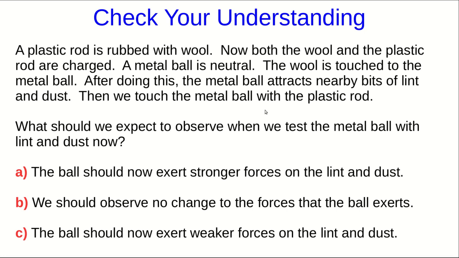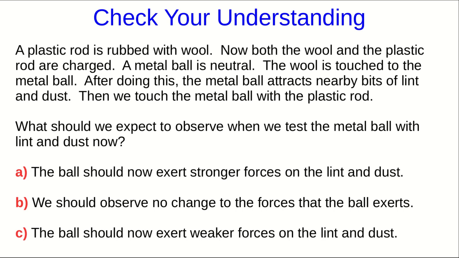Here's the question that I asked at the end of the last piece of the lecture. The idea here is that when we rub the wool and the plastic rod together, they're both charged, but they're charged with different types of charge. So, first we touch the wool to the metal ball, and that gives it one kind of charge. It's what I've been calling glass charge. And then when we touch it with the plastic rod, we're adding plastic charge to it.